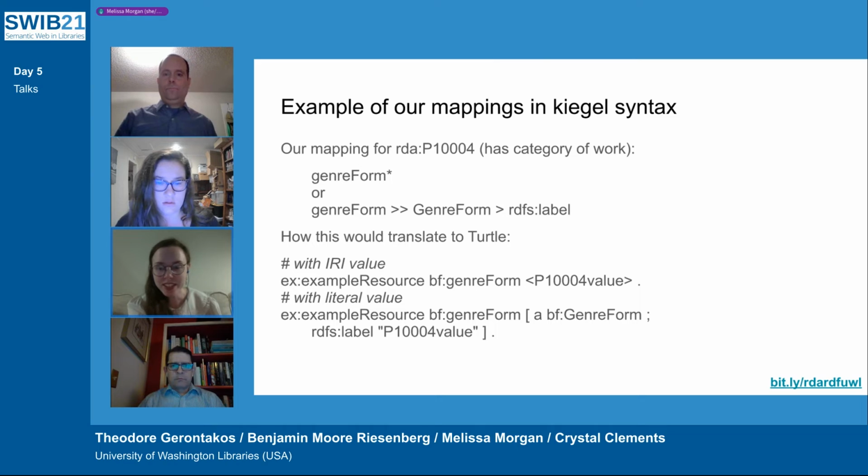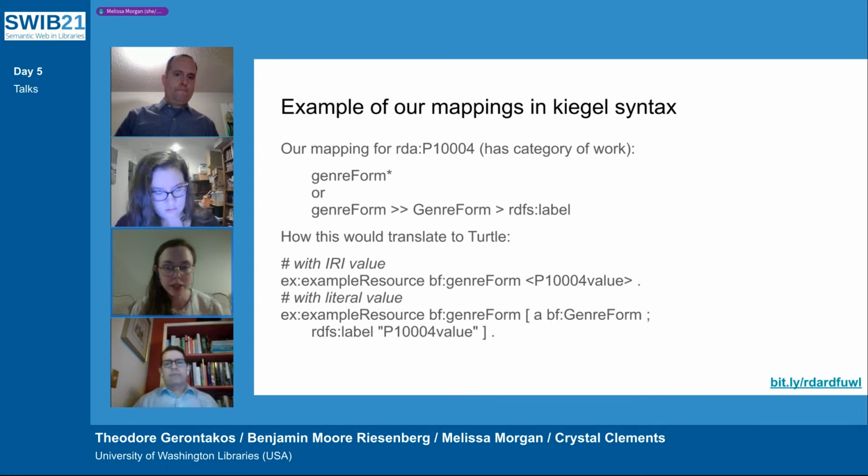So here we can see an example of the mapping we wrote for the RDA property P1004, which is has category of work, as written in Kegel syntax. And at the bottom here, we have that same mapping written in Turtle syntax, if that makes it clear what this Kegel mapping is saying.